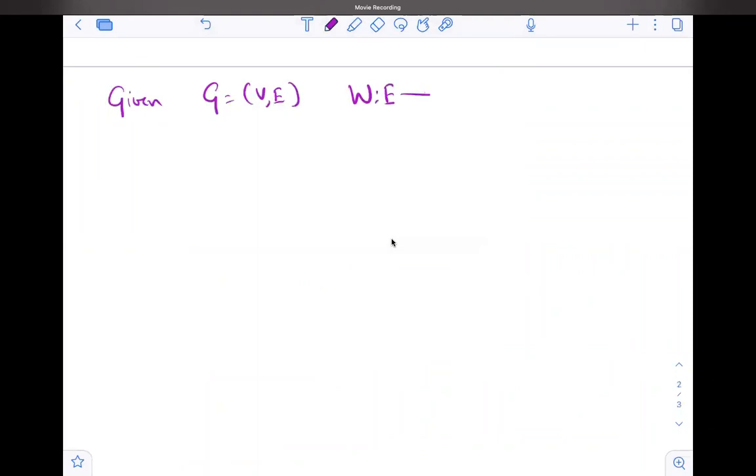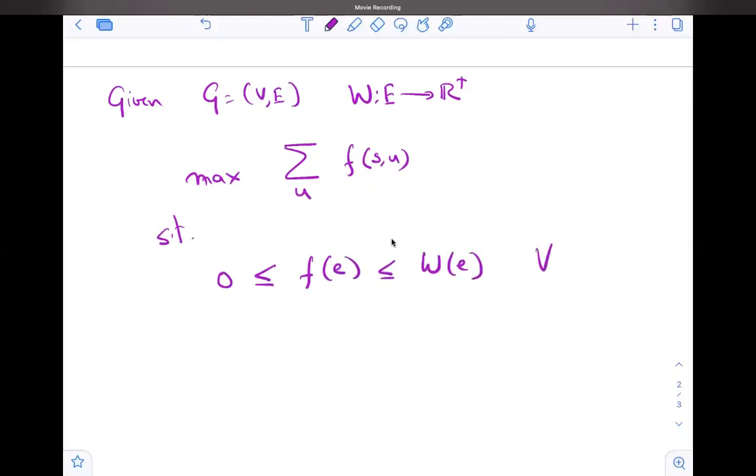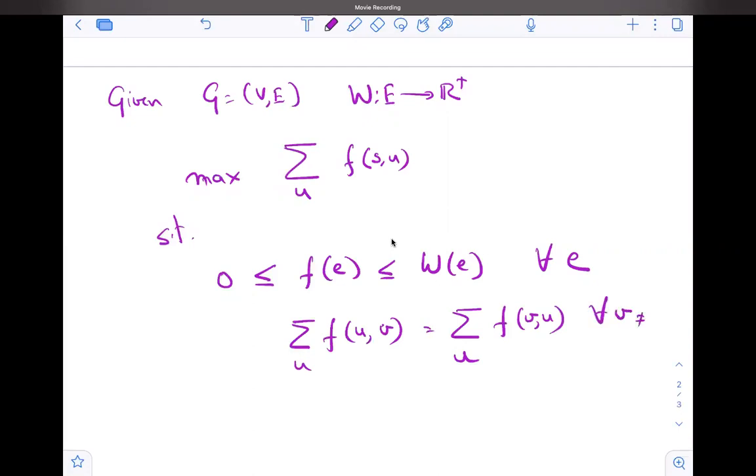So you have been given G and weights. And what do I want? I want to maximize the summation of f(s,u) over u, such that, first of all, as you guys wrote, 0 is less than or equal to f(e) less than or equal to w(e) for all e, and the summation of f(u,v) is equal to the summation of f(v,u) for all v not equal to s, t.